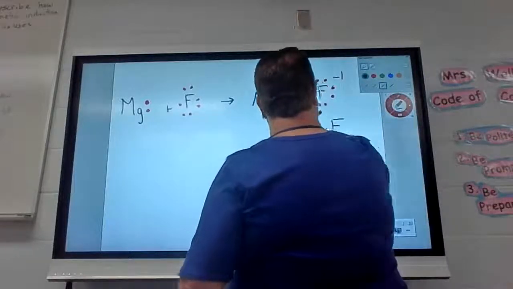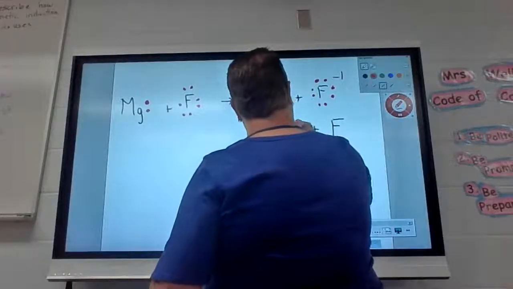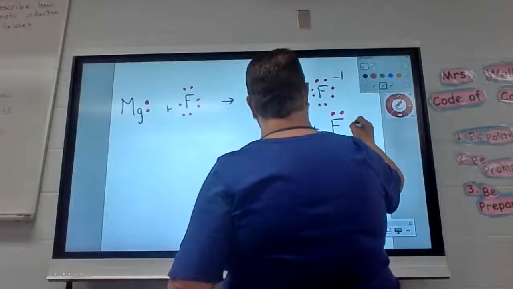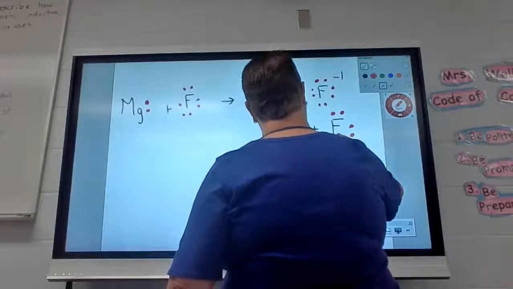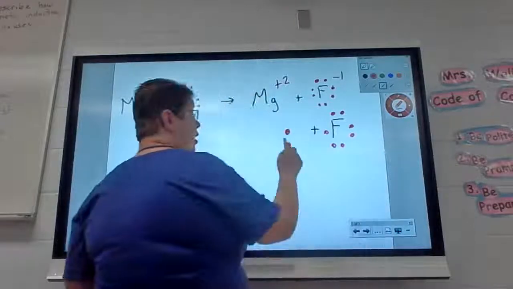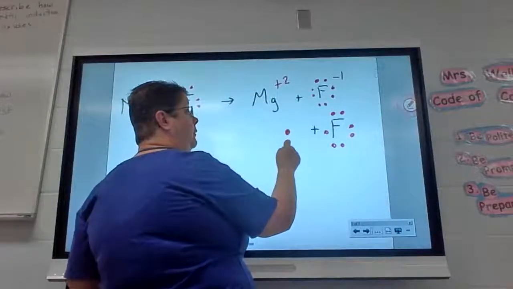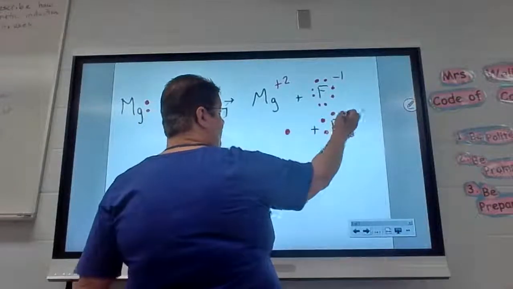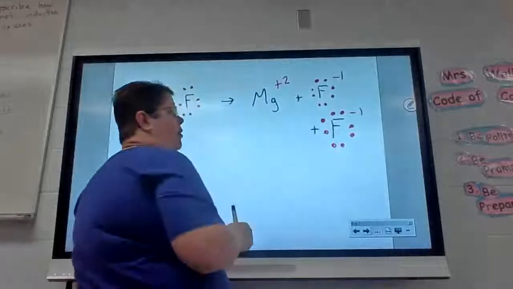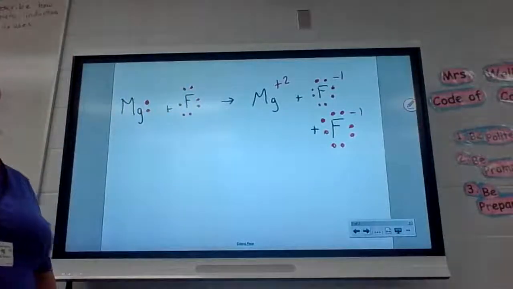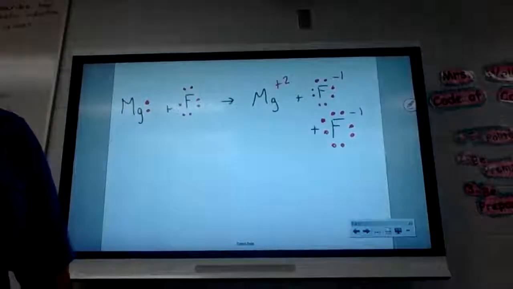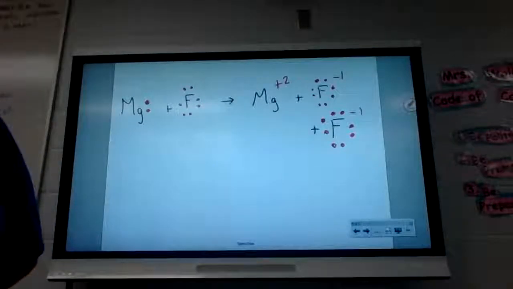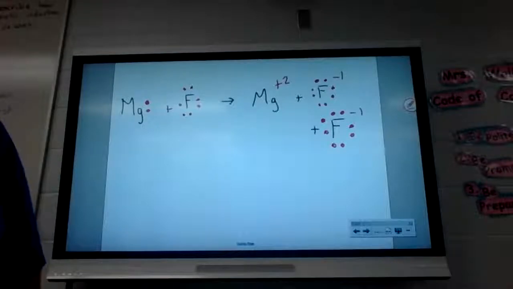F wants to do what? It wants to gain. It already has how many? It already has 7. So this little homeless electron can go to the F. And then it's not homeless anymore because it went to the fluorine. Okay? So magnesium has to lose both of the 2 that it has. All right? So some of y'all are thinking, I don't get it. How am I going to know how many to add?